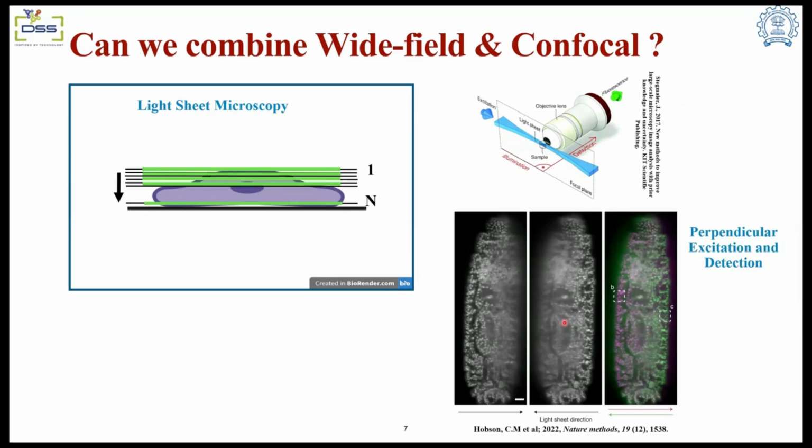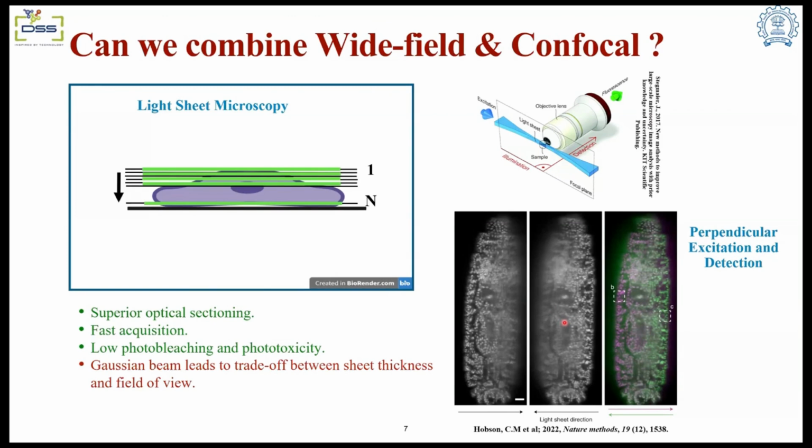So what are the advantages of this microscope? It has super optical sectioning, fast acquisition and low photo bleaching. What are the disadvantages? Here the Gaussian beam leads to a trade-off between sheet thickness and the field of view, less uniform illumination and, due to that, lower axial resolution.